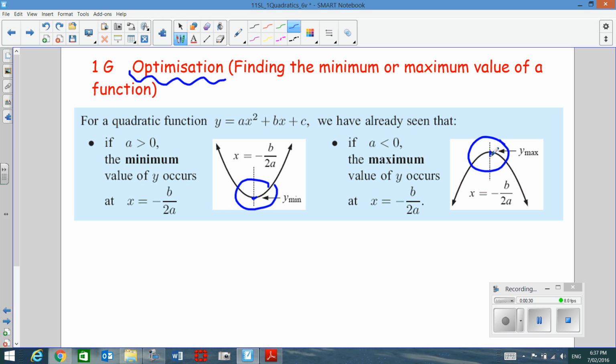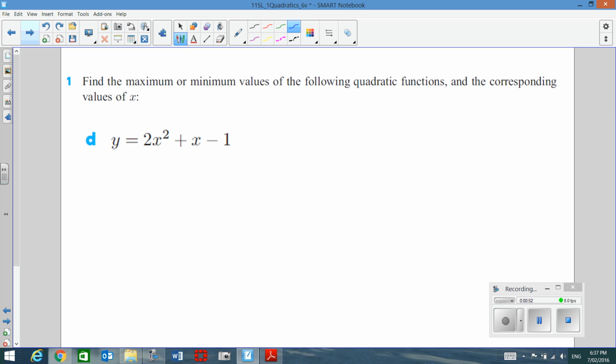However, when we say minimum or maximum, it's not just the vertex, it's actually the y value associated with that vertex. It is the lowest value that your quadratic drops to or the highest value that your quadratic comes up to. So when you leave your answers for optimization, and you're finding a max or a min of a function, you're really talking about the y value. So just make sure you leave that specifically in your answers. And understanding why that is the case, right?